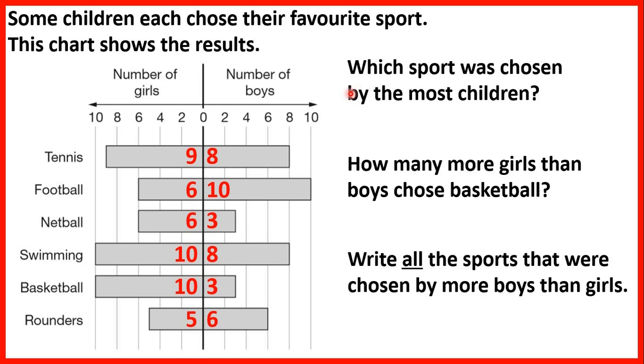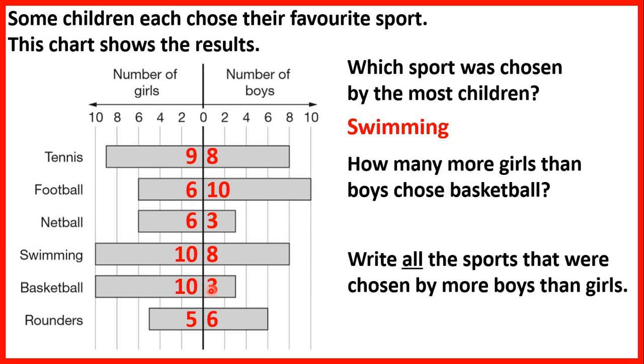So the sport chosen by the most children is swimming, because that was chosen by 10 girls and 8 boys, so 18 children altogether. And also notice the bar for swimming is larger than all of the other bars on the chart. How many more girls than boys chose basketball?